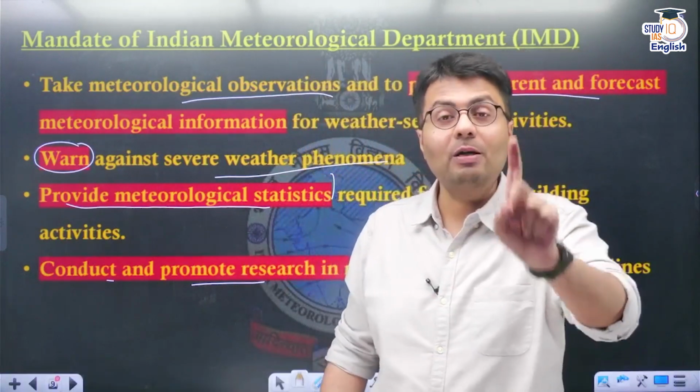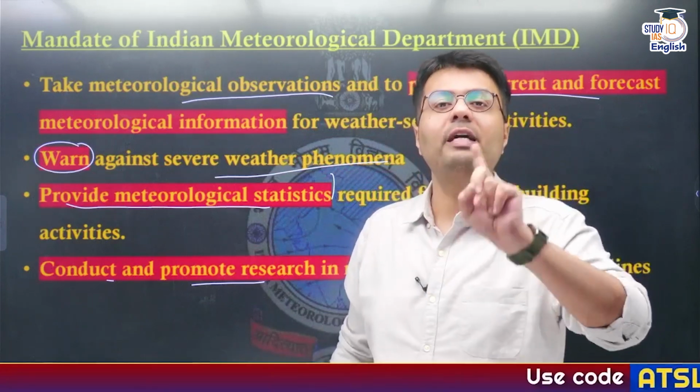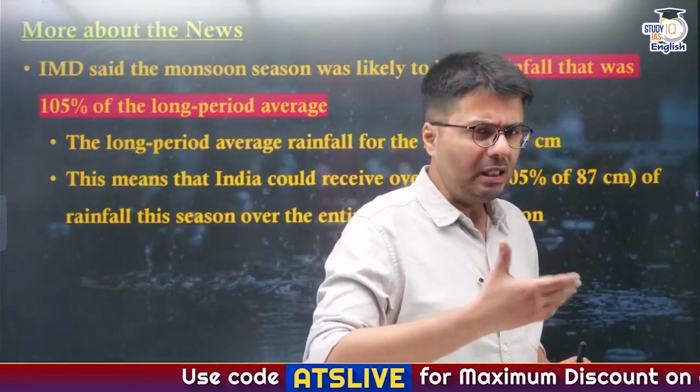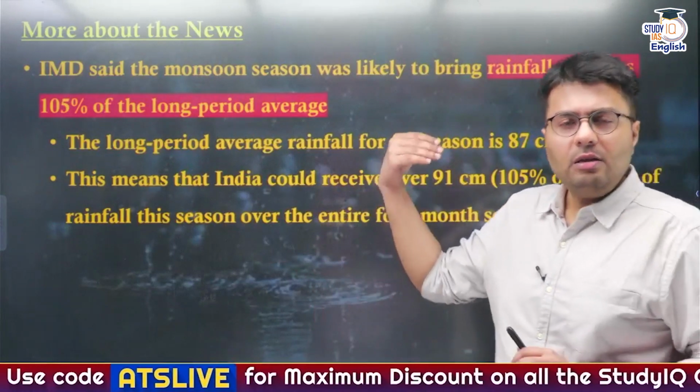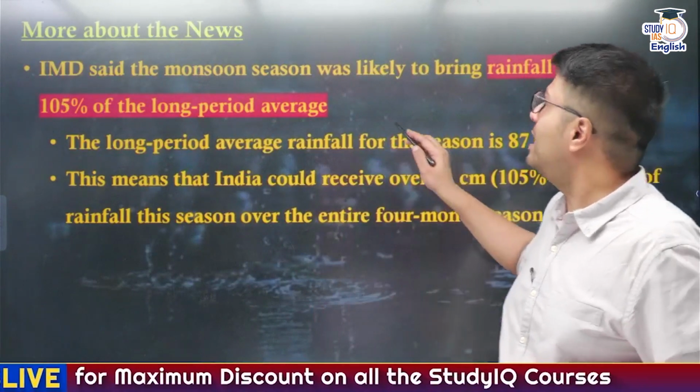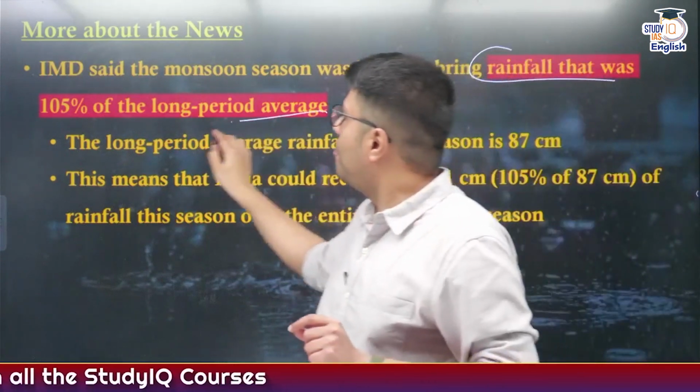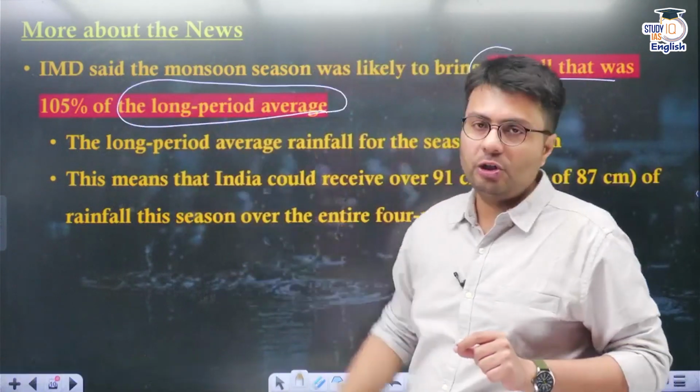Again, why is IMD important? Because it is right now celebrating the 150th anniversary of its establishment. Now let us get back to the news. The news actually highlighted that IMD has predicted that this year rainfall will be 105% of the long period average.